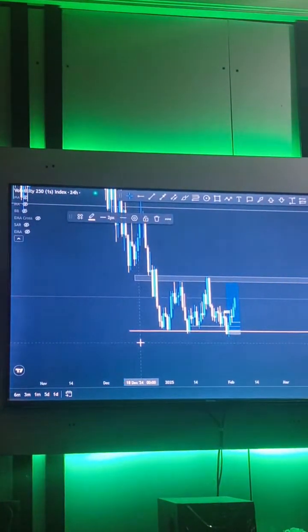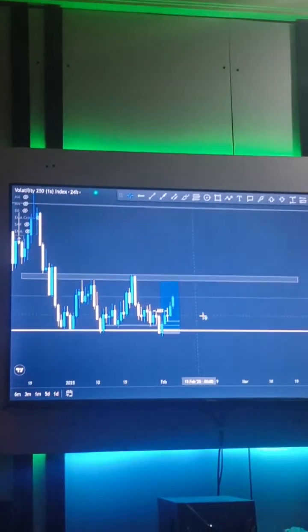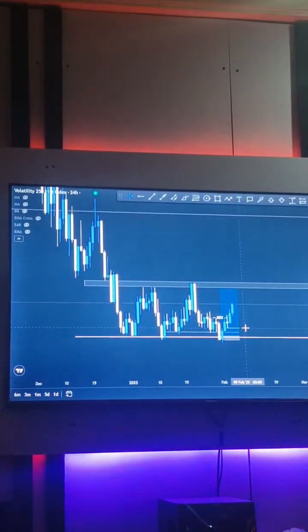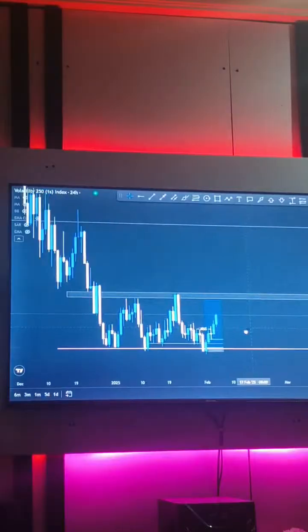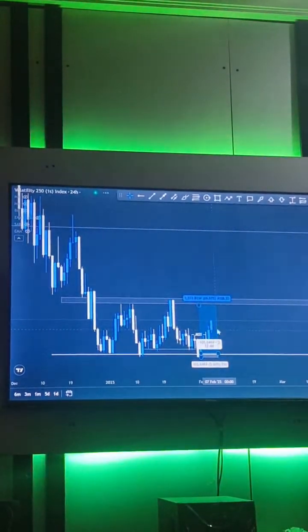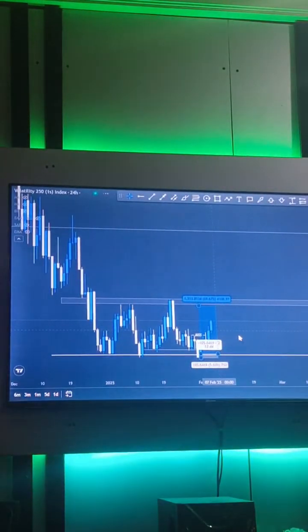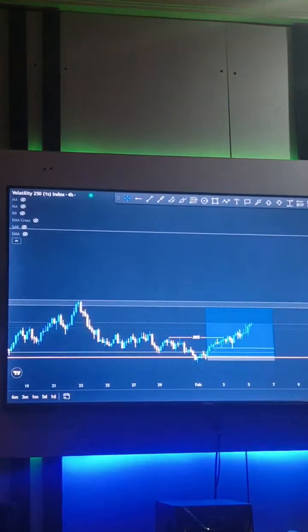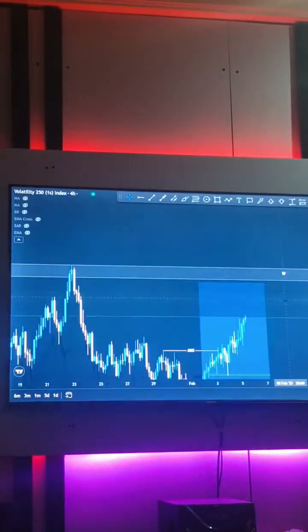Remember, the work of 24 hours is to mark out support and resistance. That's what you are doing on 24 hours. Don't overcomplicate it. Then I'm going to go to 4 hours. I'm going to use the 4 hour chart to identify the market trend.